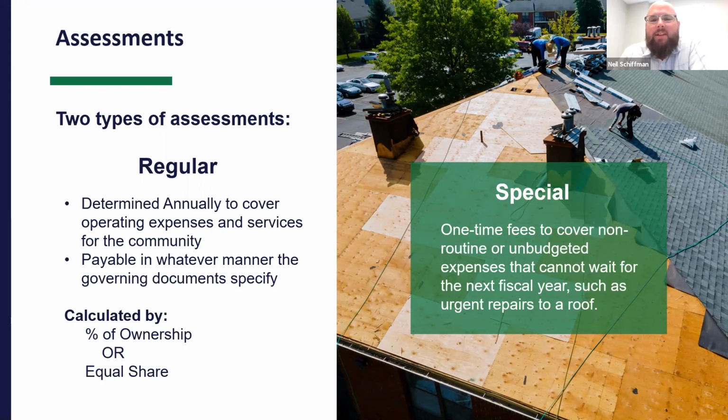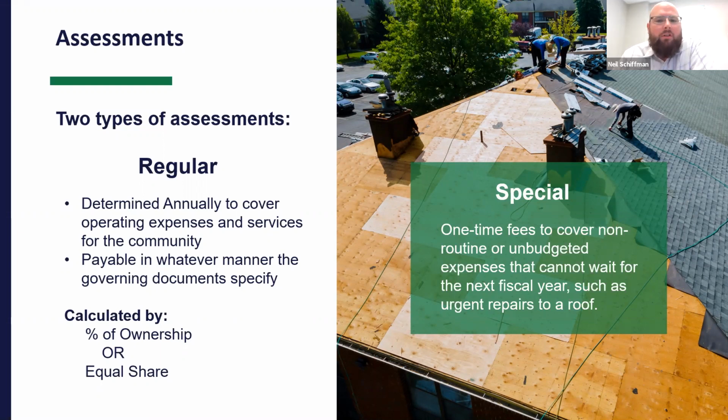So regular assessments are determined on an annual basis based on the needs of your association. They might be payable monthly, quarterly, annually, or in whatever manner the governing documents specify. They're usually calculated in one of two ways, as indicated by the governing documents: by percentage of ownership, based on the square footage the owner's unit occupies, or by equal share, the same amount for all owners, regardless of square footage.